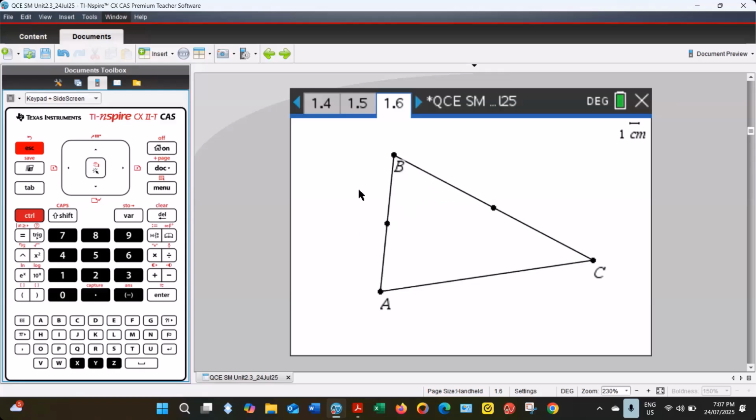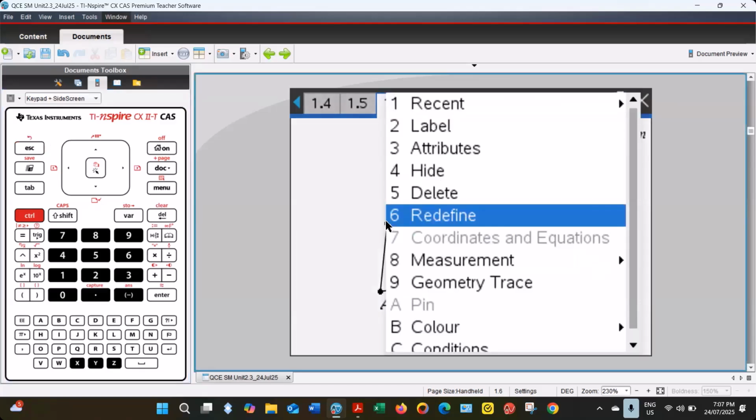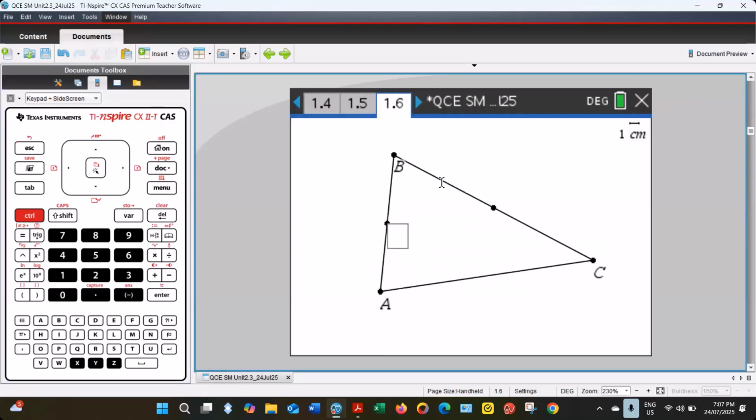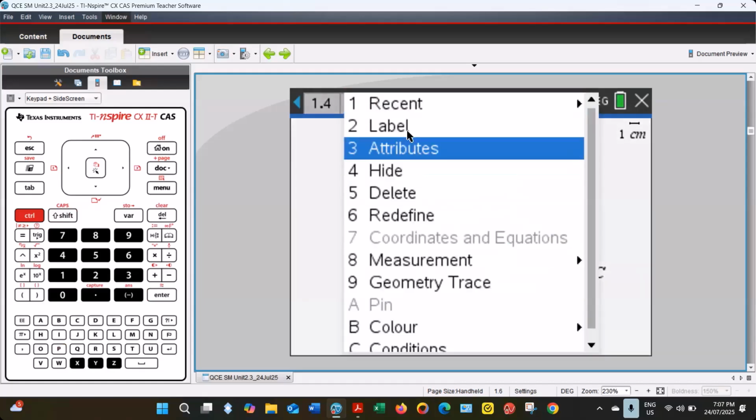Now, the shortcut way to do that is just to hover over the point and then use the context menu. The context menu is Control-click, or if you're using the software, just a right mouse click. And you've got Label, and you can enter the label. And you can move that out of the way, likewise on the other side.